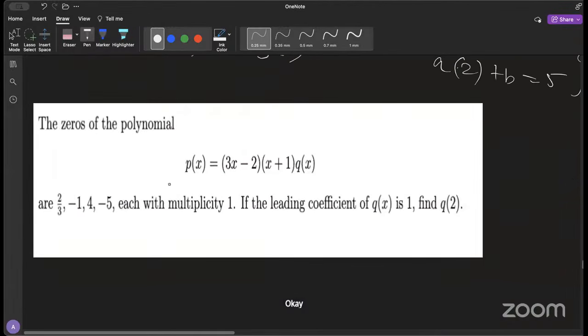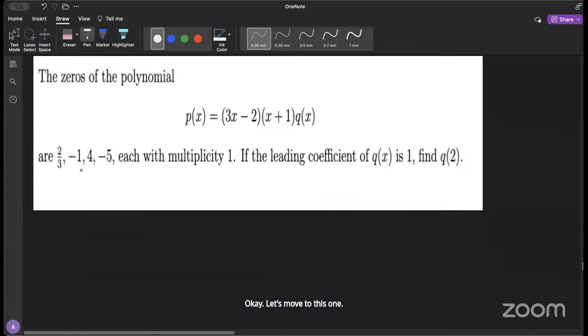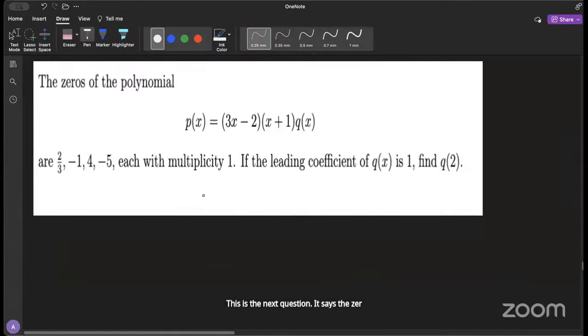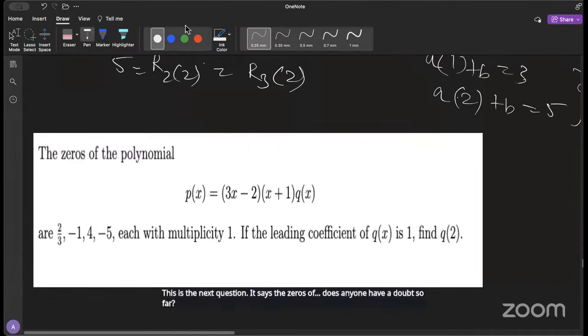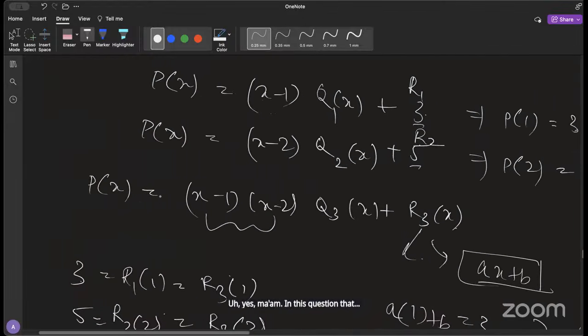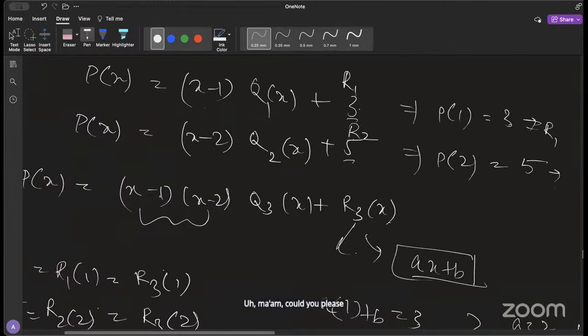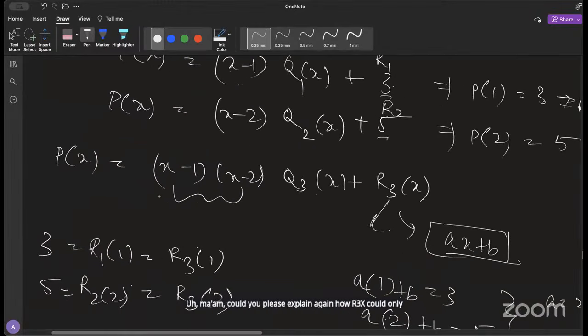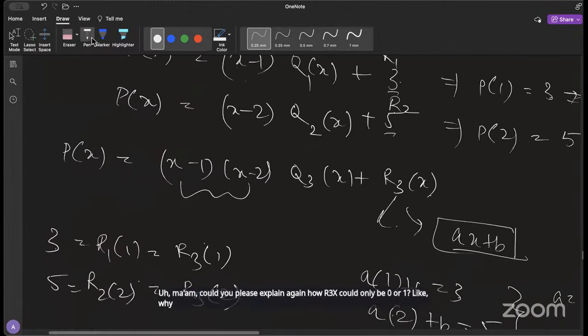Okay, let's move to this one. This is the next question. It says the zeros of, does anyone have a doubt so far? Yes, ma'am. In this question, ma'am, could you please explain again how the degree of R3(x) could only be 0 or 1? Like, why are those two the only options?